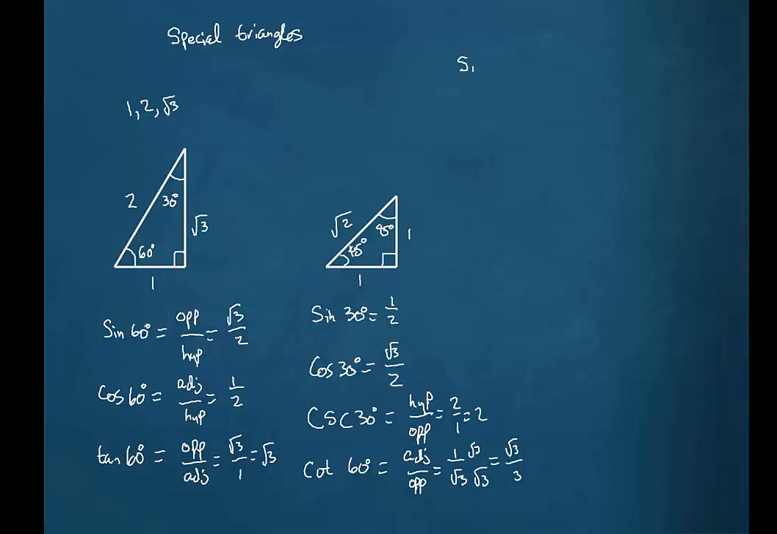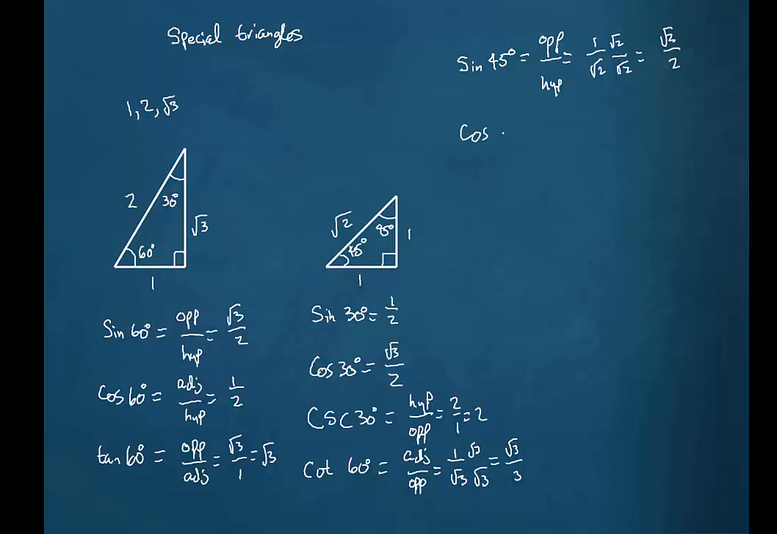So the sine of 45 degrees is going to be the same whether we use this angle or this angle. Its ratio, opposite over hypotenuse, would be 1 over the square root of 2. But then again, we would rationalize the denominator by multiplying the top and bottom by the square root of 2. And we would wind up with the square root of 2 over 2.